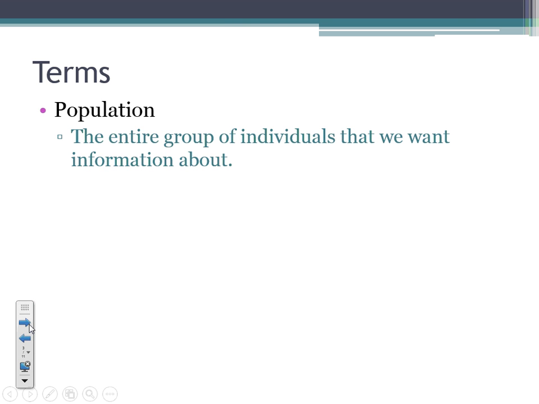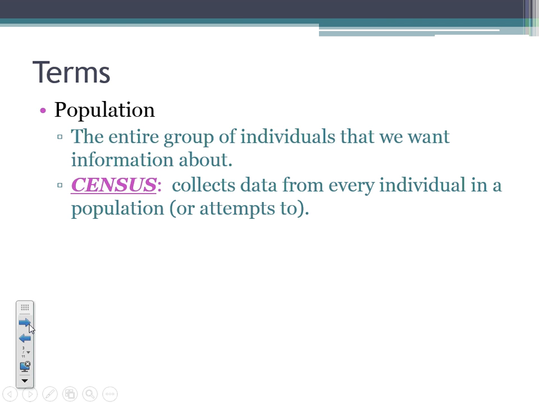So a couple of terms. Population, first off. This is the entire group of individuals that we want information about. And if we could deal with every single person or item in a population, we call that a census. And that's not statistics. Statistics technically don't apply in a census setting. Anything that we collect through a census are really facts. They're truths about that population.